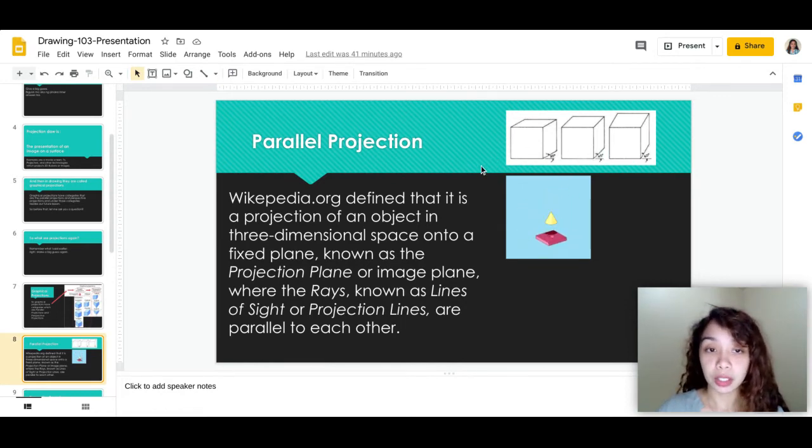If I am standing here, I know you can see my mouse pointer. If I am standing here and looking toward that box, in my imaginative mind, I would be knowing that this is just a drawing. You might have created parallel lines passing through here and here. And those lines are what we call line of sight or projection lines.